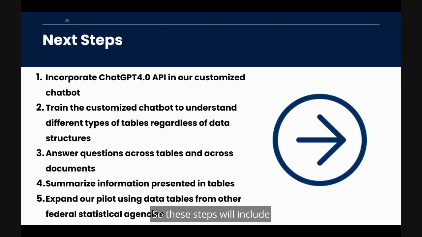So these steps will include, first, updating from version 3.5 to 4.0; second, training our OptiBot to understand different types of table structures; 3, allowing users to query across multiple tables and documents within a defined corpus; 4th, validating the summaries, the synthesized information that's generated; and 5th, expanding our pilot using reports and data tables from other federal statistical agencies.